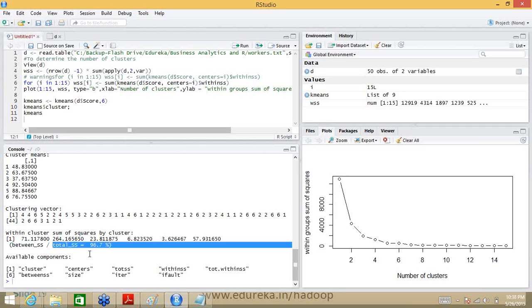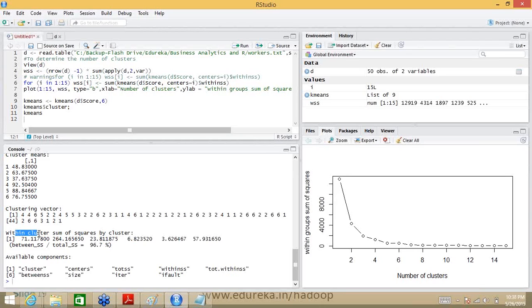between SS and total SS, right? Between SS is the distance between the center points of two different clusters, the distance across the clusters, basically. And there is another thing called within SS. Within SS is the average distance of data points of a cluster, which is this intra cluster.